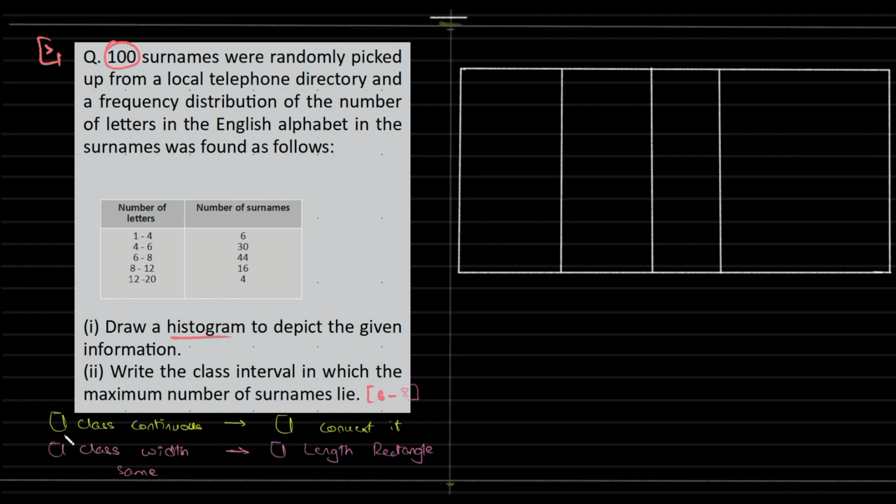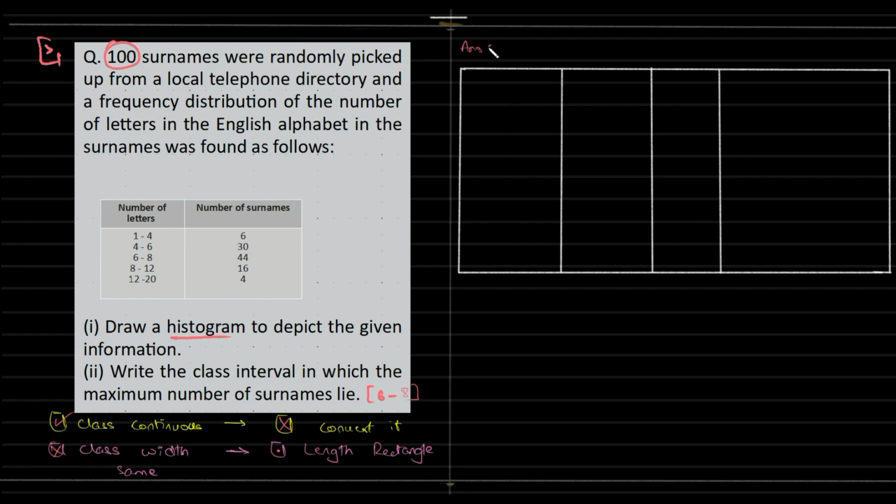Now, look at the class if it's continuous or not. 4, 6, 8, 12. It is continuous. And next thing is, look at the class width. Is it same? 3, 2. No. And so we have to do this.